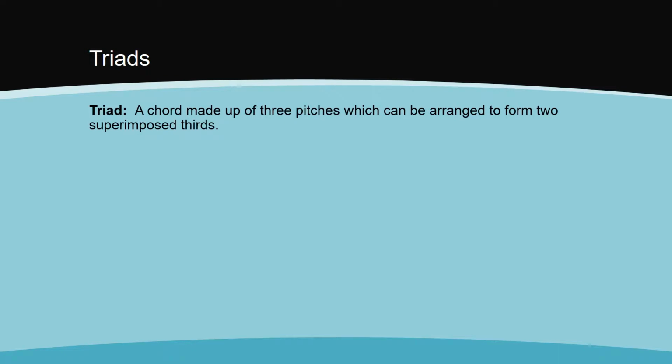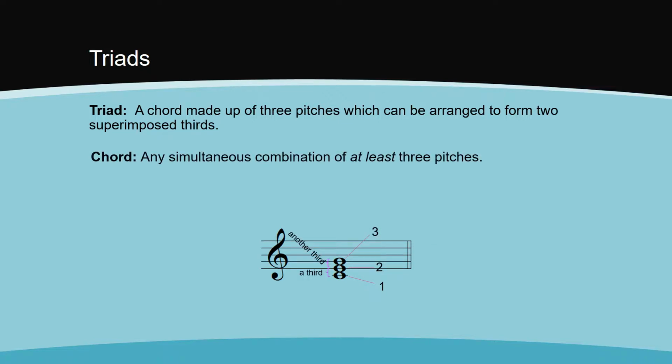This module will build on your knowledge and skill with using intervals and the diatonic scale. In the module on interval inversion, you learned that a dyad is a set of any two pitches. In this module, you will learn about triads. A triad is a chord made up of 3 pitches which can be arranged to form 2 superimposed thirds. A chord is any simultaneous combination of at least 3 pitches, so a triad is a type of chord.